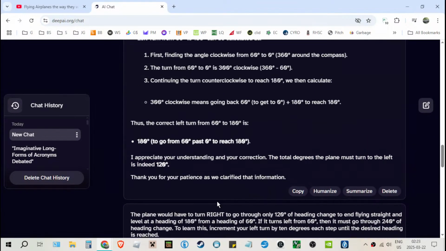So I said the plane would have to turn right to go through only 120 degrees of heading change to end flying straight and level at a heading of 180 from a heading of 60. If it turns left from 60, then it must go through 240 degrees of heading change. To learn this, increment your left turn by 10 degrees each step until the desired heading is reached.